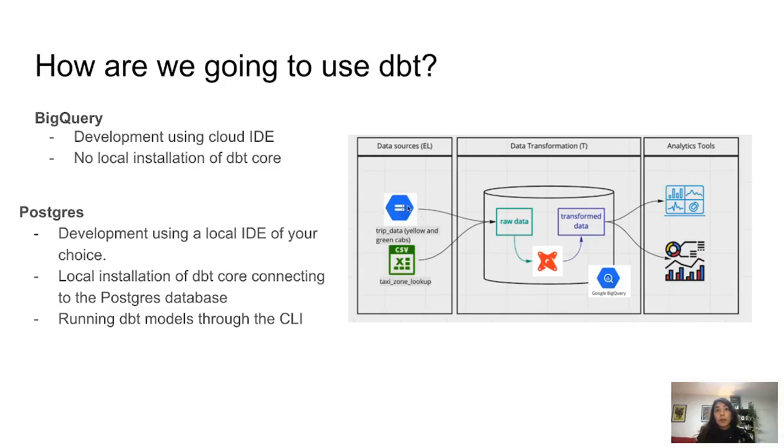At the end, our project will look something like this. We're going to have the trip data that you loaded already in your database, the yellow and the green taxi data. And we're going to also add a CSV file with the taxi zone lookup data. All of this is going to be our raw data, and we're going to use DBT to transform our data in our BigQuery data warehouse or Postgres. And then at the end, we're going to be able to expose it to a dashboard.